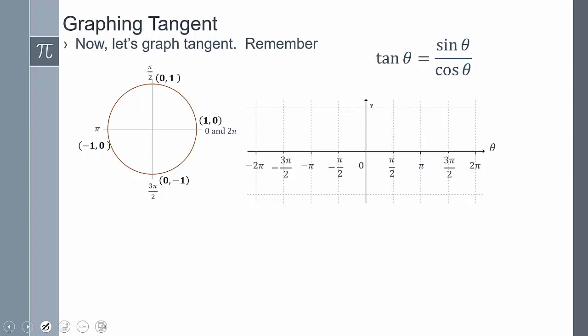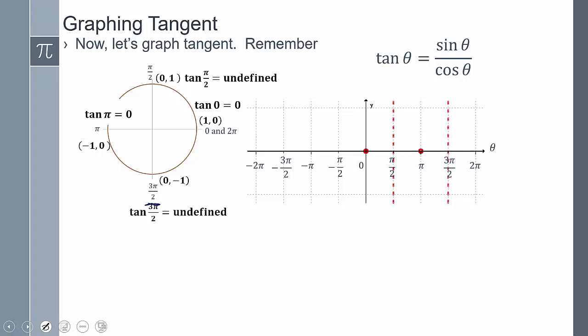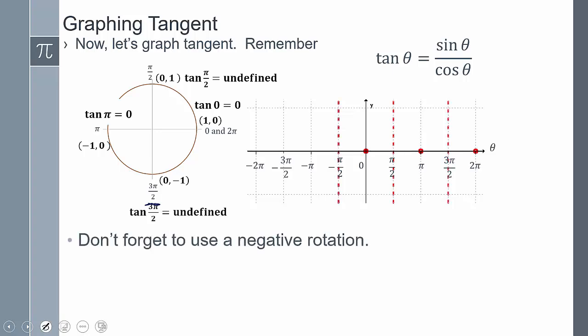Now let's take a look at tangent. Remember, tangent is sine over cosine. So if I kept doing sine over cosine throughout these important values that I mentioned, 0 over 1 is 0. 1 over 0 is undefined. 0 over -1 is 0. Now I'm down here, -1 over 0 is undefined. And if you keep following that pattern, it just goes on forever with these dots and asymptotes.